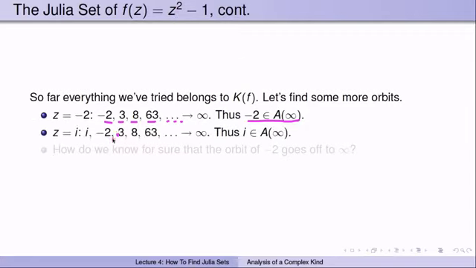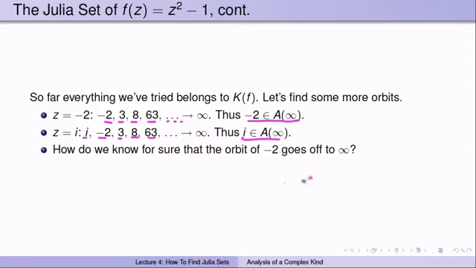How about z equals i? i squared is minus 1, minus 1 is minus 2. Minus 2 squared is 4, minus 1 is 3. And we notice, wow, we are in the same picture as we were in before. We started with i instead of starting with negative 2, but after that, we ran into the same orbit that we were in before. So if minus 2 belongs to A of infinity, so does i. But how do we know for sure that the orbit of minus 2 goes off to infinity? It seems pretty clear, but it would be nice to know for sure.